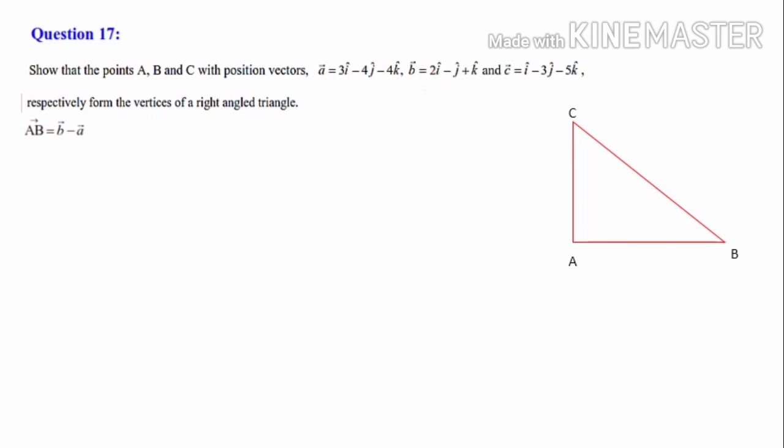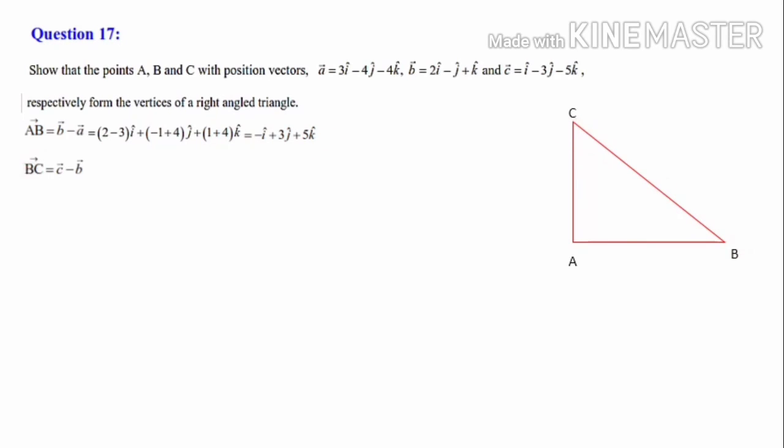So let's take the coefficients together and do the calculation. Here B minus A, that is 2 minus 3 into i cap, plus minus 1 minus minus 4, that is minus 1 plus 4, into j. This minus will be going inside of vector A, that's why here plus is coming. Then the next one is 1 minus minus 4, that is 1 plus 4 into k cap. Let's go for the calculation. 2 minus 3 is minus 1, minus 1 into i cap is minus i cap. Then minus 1 plus 4 is 3, 3 into j cap. Then 1 plus 4 is 5, 5 into k cap.